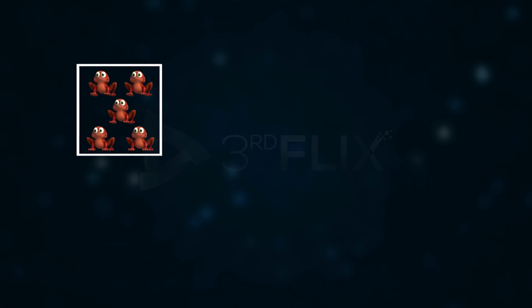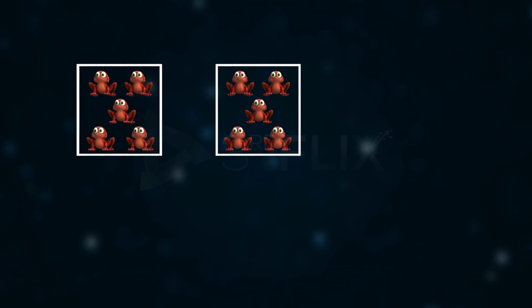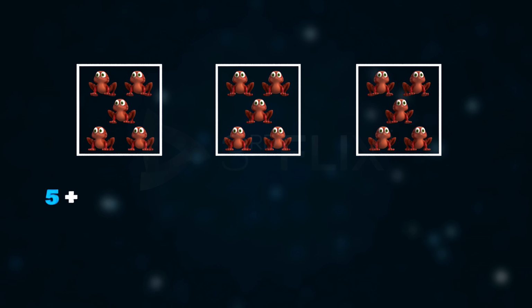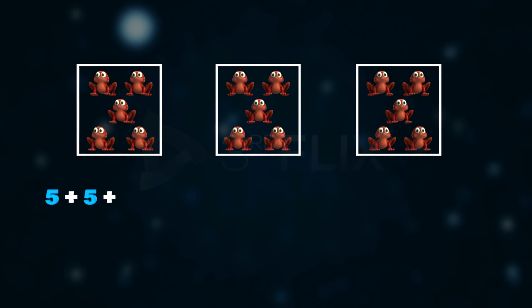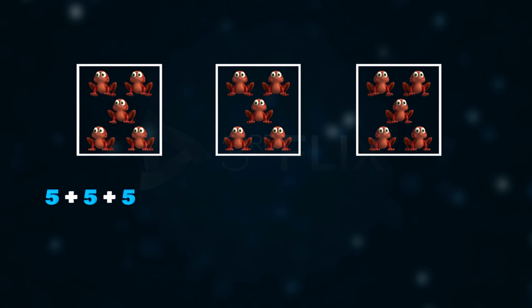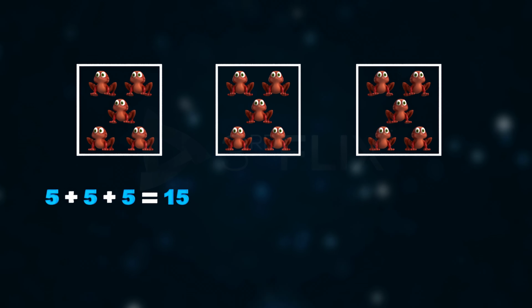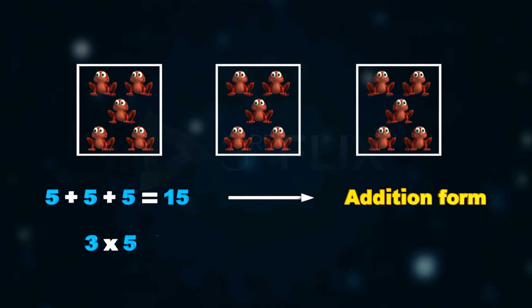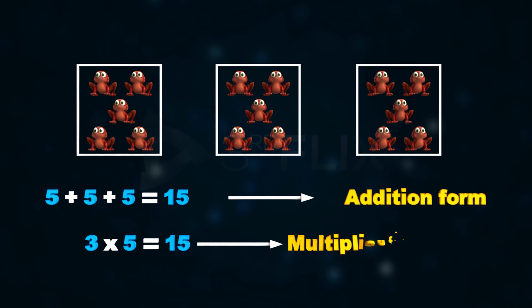There are 5 frogs in 3 groups. We write it as 5 plus 5 plus 5 is equal to 15. Addition form. 3 into 5 is equal to 15. Multiplication form.